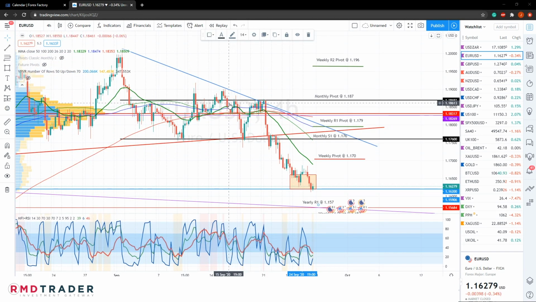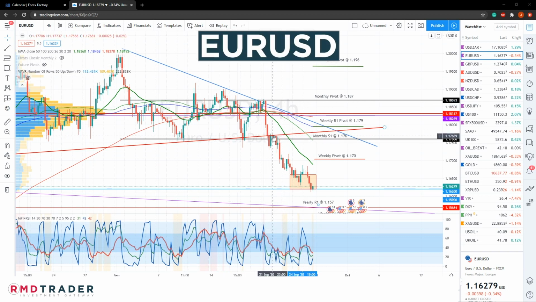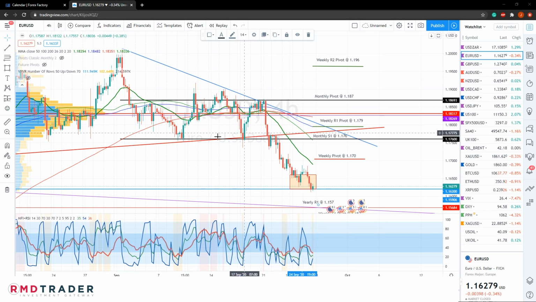We are moving on to the Euro USD. Last week saw price break out to the downside to below this diagonal support and also our monthly S1, and that took us to our target that we had at the August pivot at 1.162, and this is the area that we've identified over here. And at this stage, trend is now bearish with the monthly S1 at 1.176 now becoming the area of resistance.